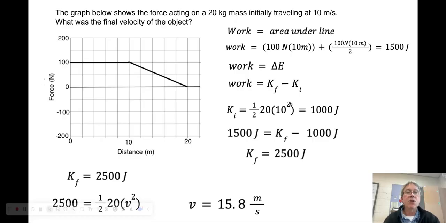Okay, so I'm going to go back to this here. I'm going to say work equals K final minus K initial. Work was 1,500 joules, which we got from area under the line. We're looking for K final. Well, we're looking for final velocity, but we're going to get it from K final minus whatever its initial kinetic energy was. And what I find then is the K final is 2,500 joules. So if I know the K final is 2,500 joules, I'm going to say, well, K equals 1/2 mv squared. So I just put 2,500 here equals 1/2 mv squared. And when I solve for v, I get 15.8 meters per second, which is faster than what I started with because I did positive work.